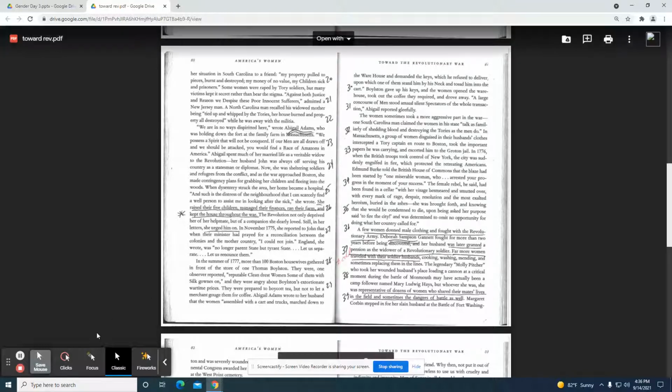So here, Abigail Adams is writing to her husband, John Adams. And she is saying to him, let us renounce them. So here she is talking about separating, fighting that revolution. So she seems to be by his side. She seems to be somebody saying, you know what, I'm going to support my husband.